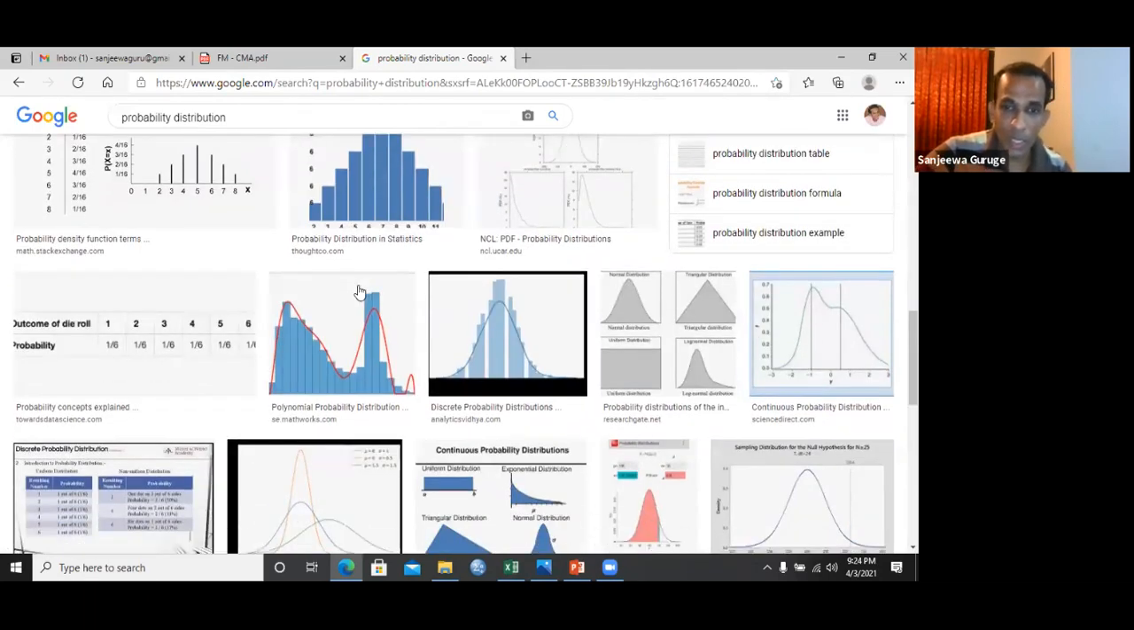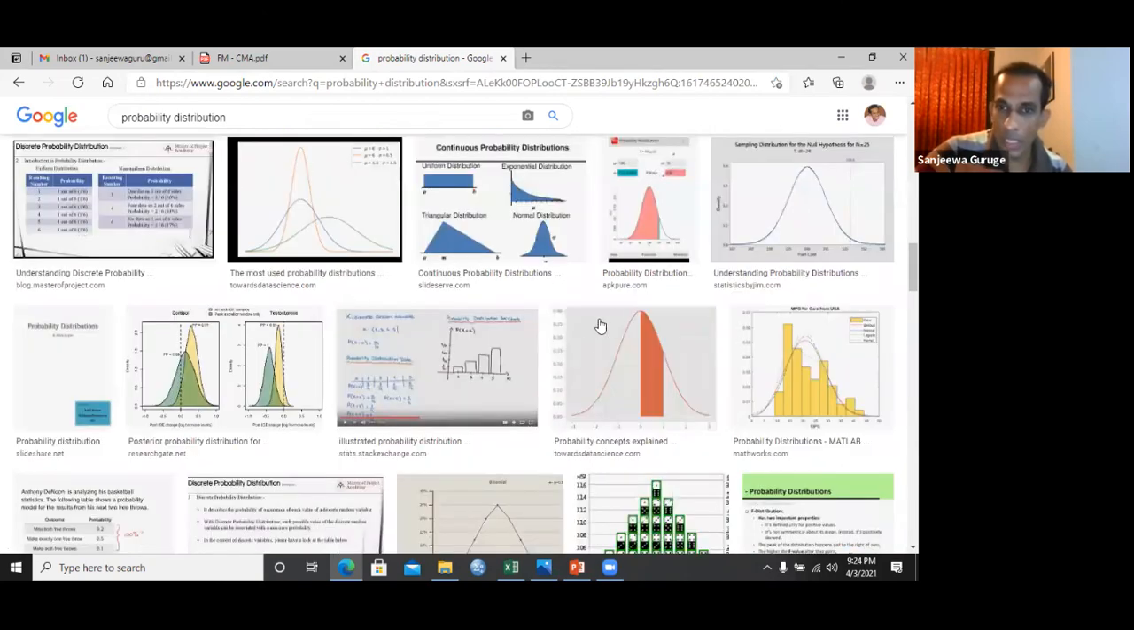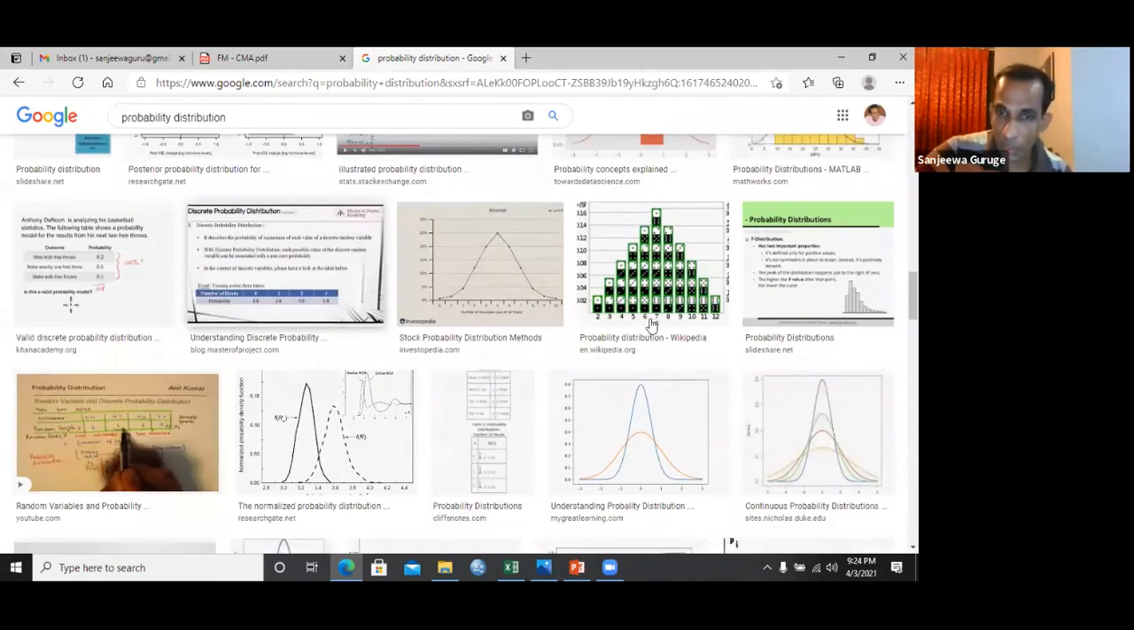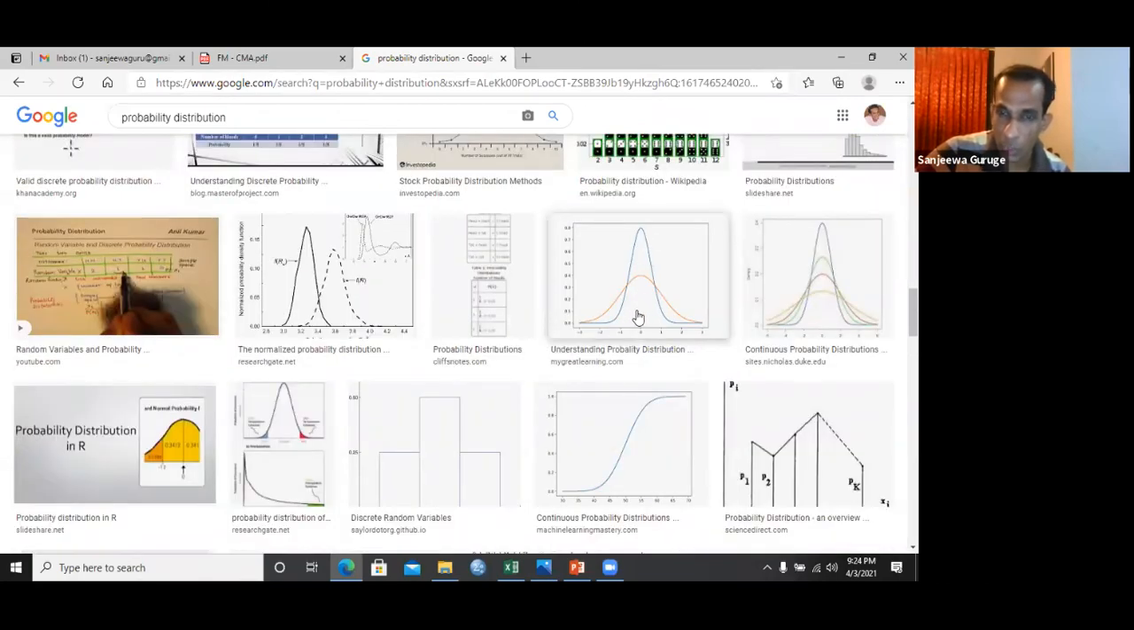So here the probability of deviation is low with respect to this blue curve, but with this orange one, higher deviation is possible. That's why sometimes you may get very high return, sometimes very low return. But here the deviation is relatively low, so that's why you can expect relatively stable return.